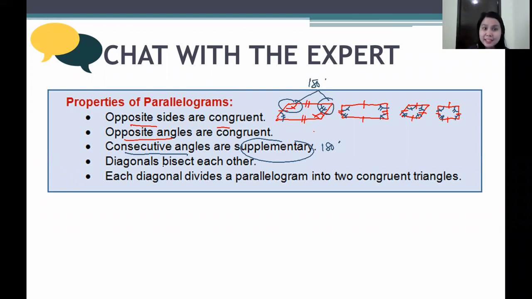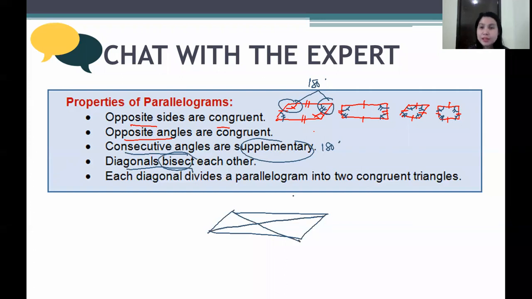Next, diagonals bisect each other. If you say bisect, it means it cuts the other one into half, exactly the half. So, example, this is one diagonal. This is another diagonal. If you say diagonals bisect each other, therefore this part of the diagonal is equal to the other side. And this part of the diagonal is equal to the other part, like this one and this.